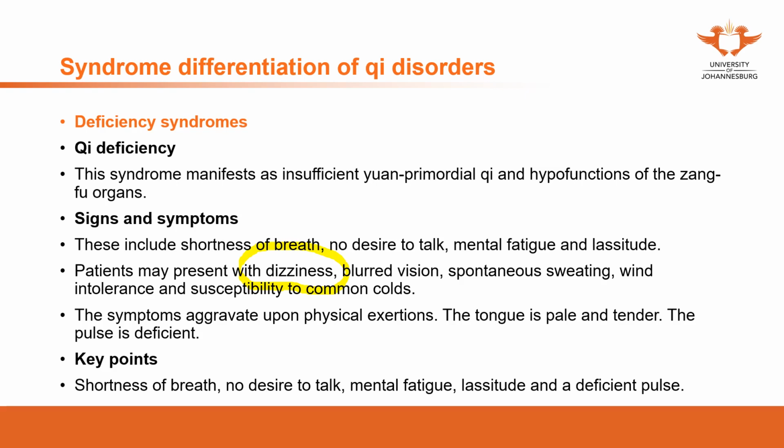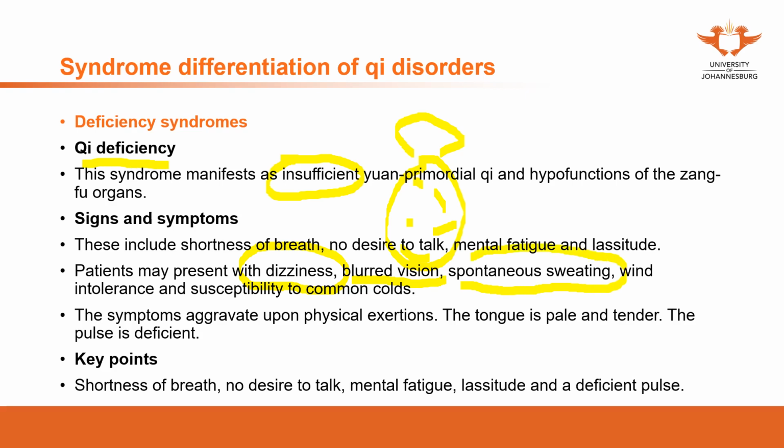Why will the patient feel dizziness? That's because you don't have enough Qi, so the Qi doesn't go to the head. When Qi is insufficient, the Qi will stay in the body, in the organs, in the heart, lung, spleen, stomach, and kidneys. You don't have enough Qi to the head, so you feel dizziness and blurred vision. That's because of Qi deficiency.